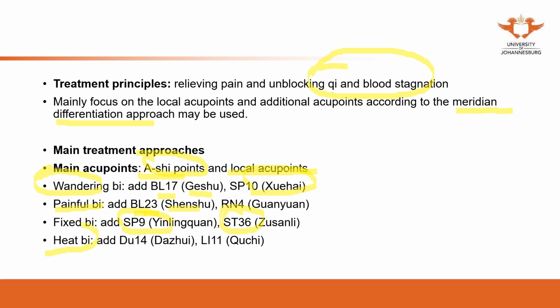Due to heat, you're going to use du 14 and large intestine 11. You can use reducing technique. Du 14, you can use reducing technique. You also can use the technique to prick for bleeding, prick to cause bleeding. And afterwards, you even can put a cup on top of du 14 to cause more bleeding to reduce the heat.